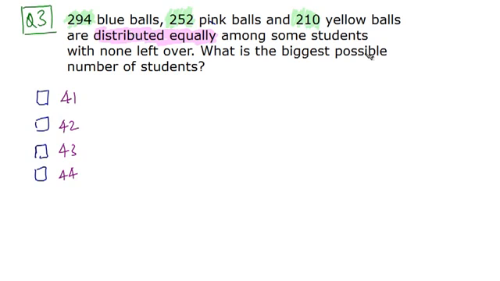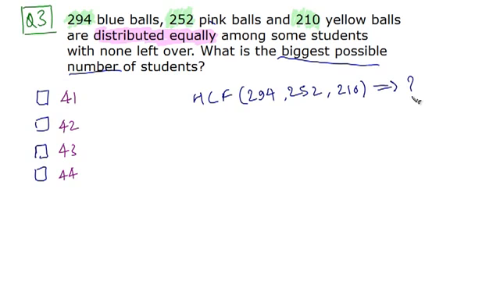Now if you have to distribute equally, then you have to divide these three numbers with a common number. And that common number which is asked in this question should be the biggest possible number. And if that should be the biggest possible number, then it is bound to be the highest common factor of these three numbers. So HCF of 294, 252 and 210 is equal to, we have to find.